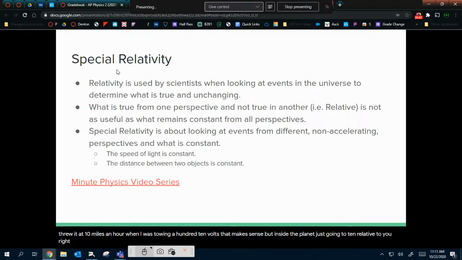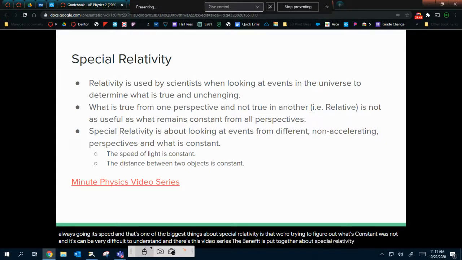But what's interesting is if you have a flashlight and you're in the same plane and you turn on the flashlight, the light comes out going the speed of light, not the speed of light plus 100. It's always going its speed. And that's one of the biggest things about special relativity, is that we're trying to figure out what's constant and what's not. And it can be very difficult to understand.